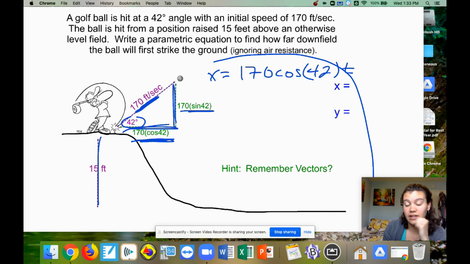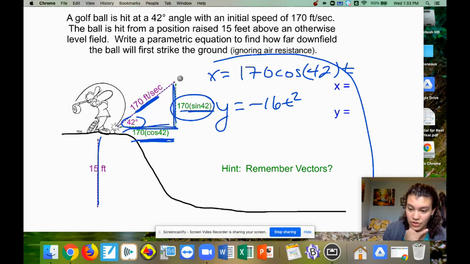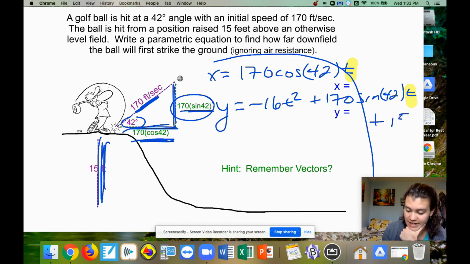t. And here it's important, if you're putting this in a calculator, this is degrees, so your calculator needs to be in degrees. It's probably in radians right now because you just graph stuff, but if you're calculating this, it needs to be in degrees because your angle is in degrees. Or you can convert that to radians if you want to use radians. And then the y, we have to have our gravity. And then our initial speed in the vertical motion is going to be 170 sine of 42 t. Don't forget this t. That's very common that people forget to add that on. And then the last step is our initial position. So you want to add 15 onto that.